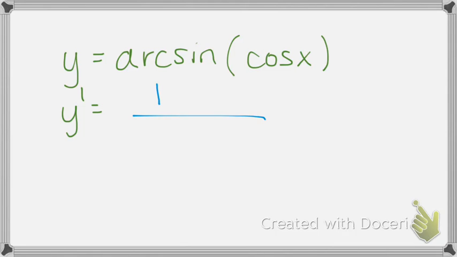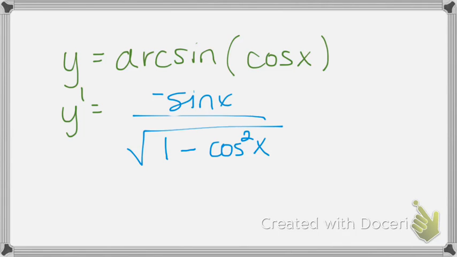1 over square root 1 minus cosine of x squared, or cosine squared of x, whichever makes sense. Then what? Times the derivative of cosine, which is negative sine. Questions about that?